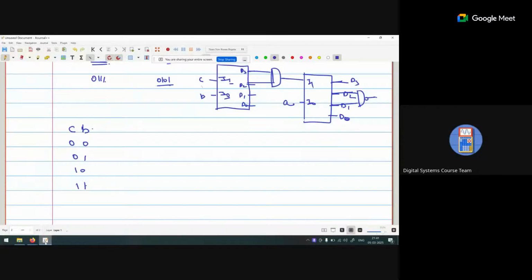Yeah. So here the output of the AND gate will be 0, first decoder. Okay. So now if we are seeing the C and B.